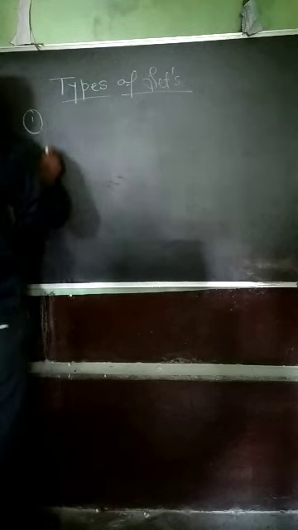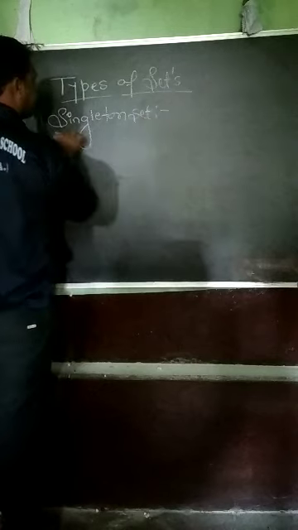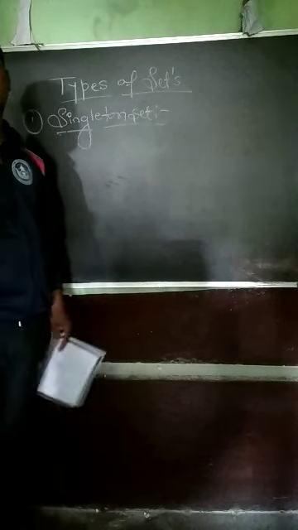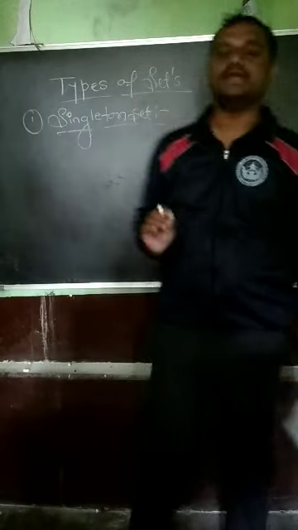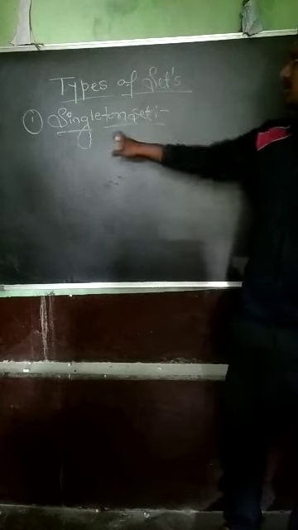Next we study the types of sets. First is the singleton set. What is the definition of a singleton set? See here, the name itself says single. A set containing only one element, or only one member, is called a singleton set.